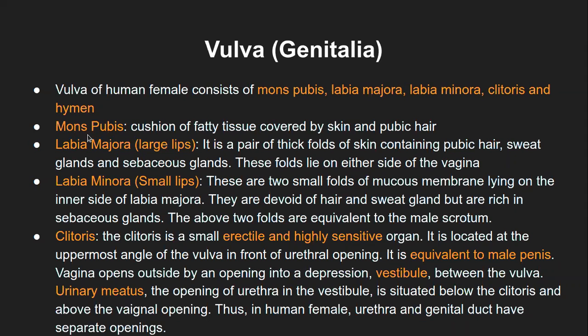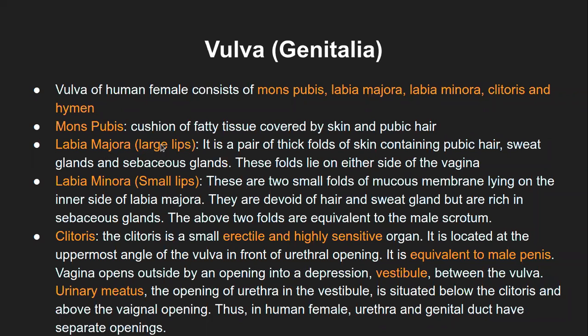So mons pubis is a cushion of fatty tissue covered by skin and the pubic hair, and this is located right next to the clitoris structure as well. So that is mons pubis.